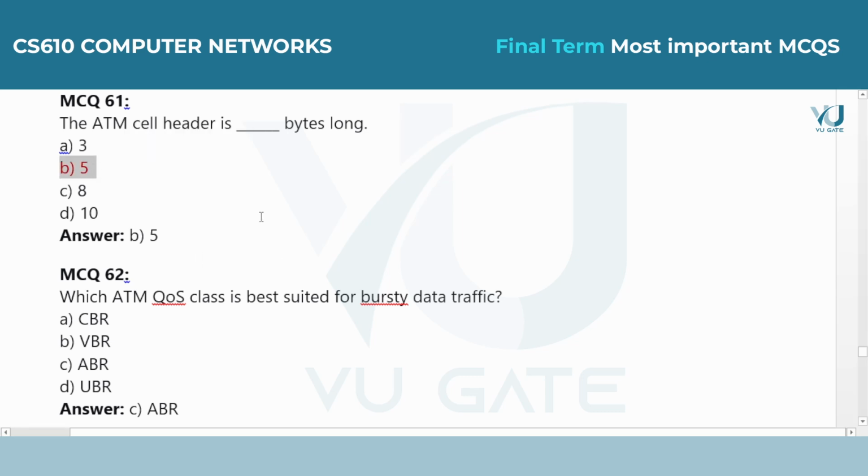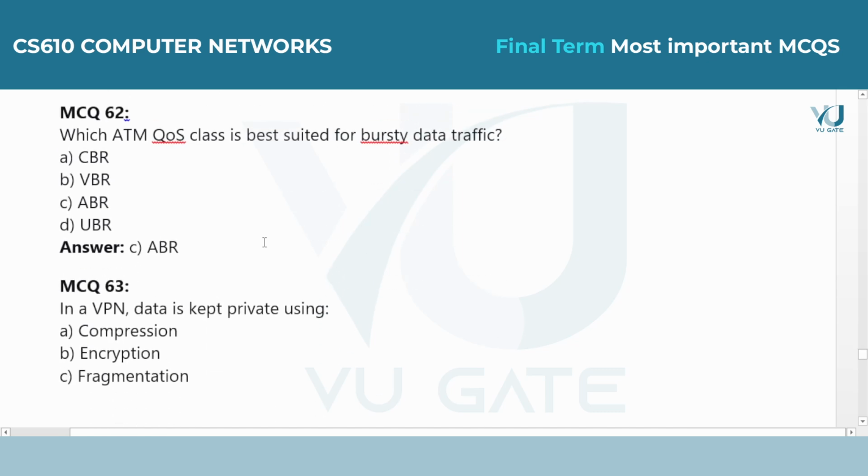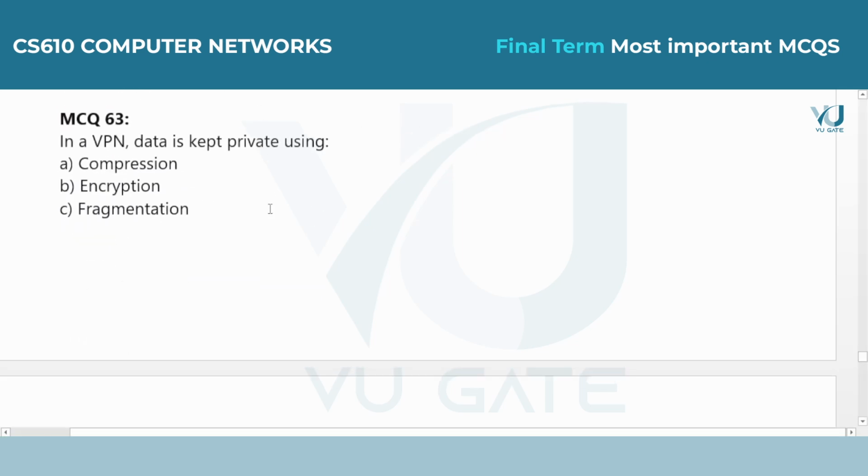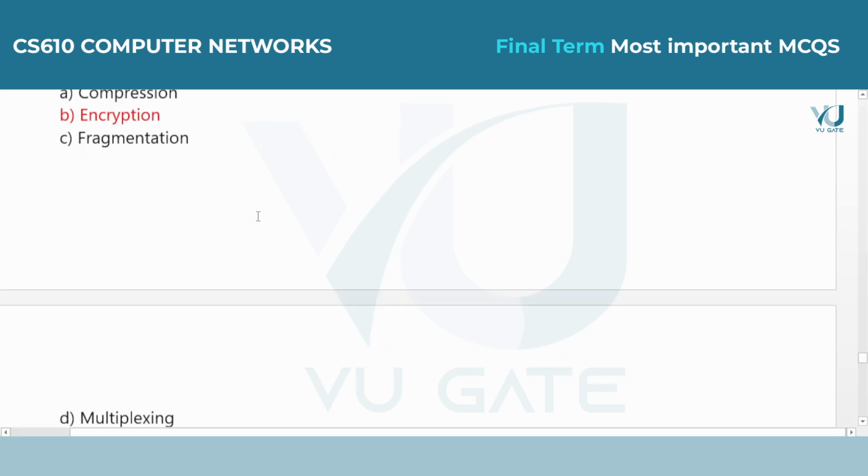MCQ 62. Which ATM QoS class is best suited for bursty data traffic? Answer: C. ABR. Concept: Available Bit Rate, ABR, adjusts its transmission rate based on current network congestion, making it ideal for traffic that varies in intensity. MCQ 63. In a VPN, data is kept private using? Answer: B. Encryption. Concept: encryption creates a tunnel by scrambling the data so that even if it is intercepted, it cannot be read without the correct key.